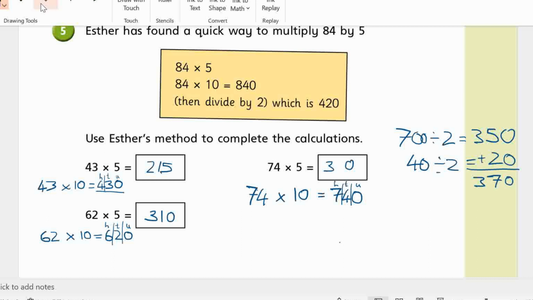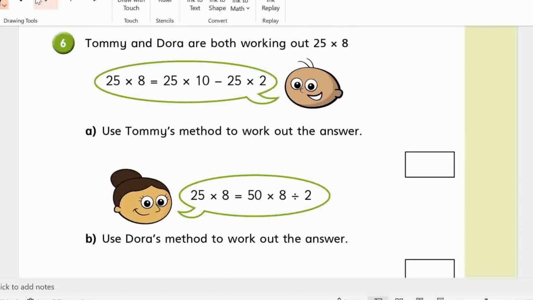So I need to put a 7 here. Okay? So this one's a bit trickier because it's not easy to divide the 7. And you can't just split it up like this to divide it. Get my pen. Tommy and Dora are both working out 25 times 8. So Tommy's one is 25 times 8 equals 25 times 10 minus 25 times 2.